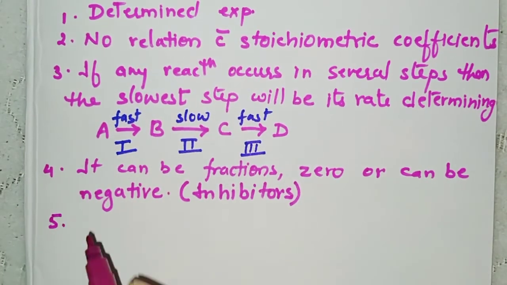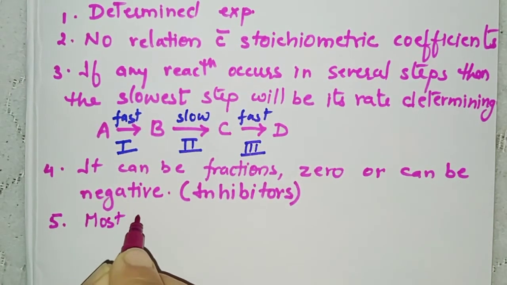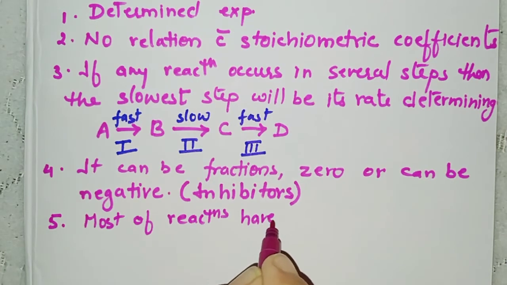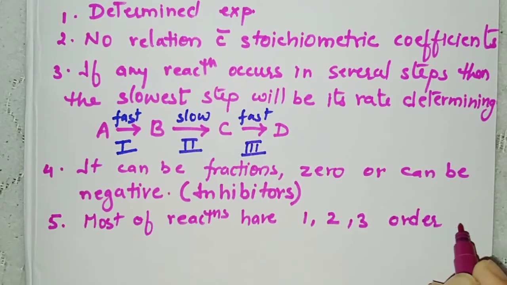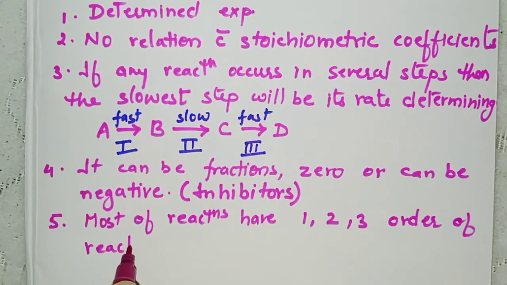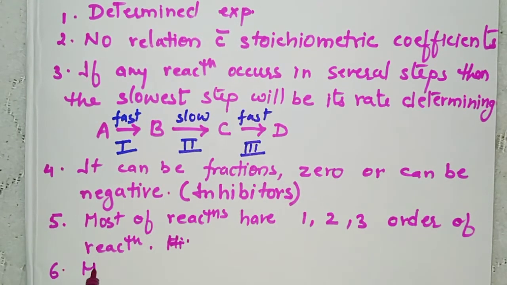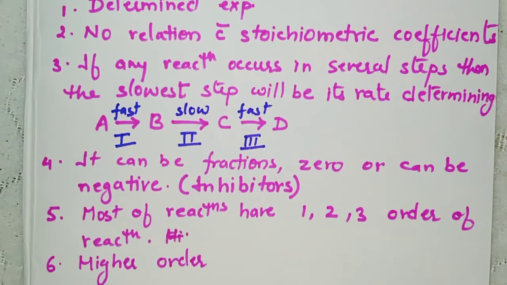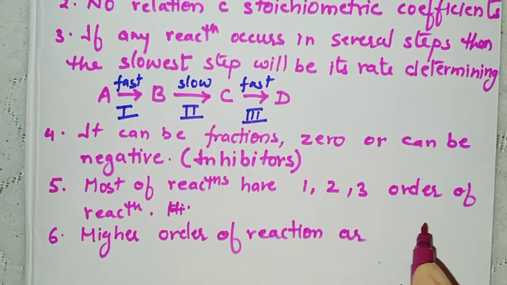Now the fifth point: most reactions have order 1, 2 or 3. Higher order reactions are very rare.